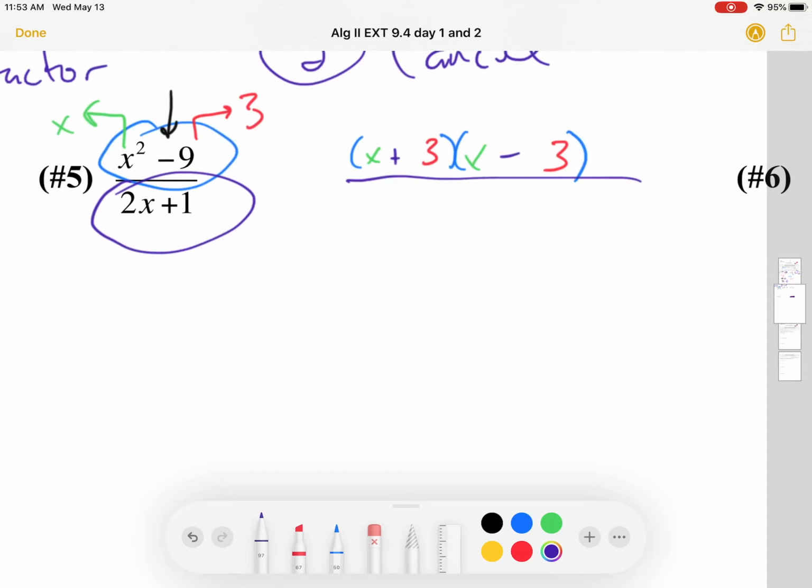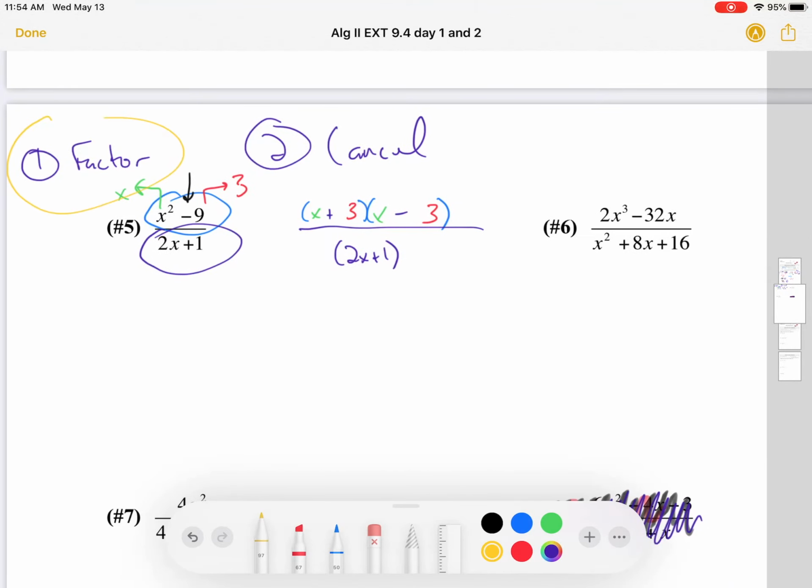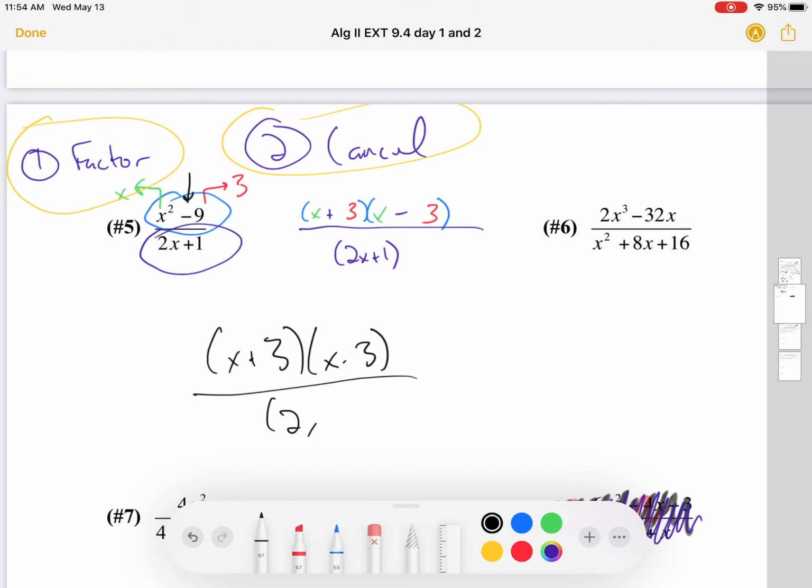On the bottom, I have 2x plus 1. How do I factor that? I can't. So I just leave it as 2x plus 1. So, okay, I factored. Great. I did step 1. Now step 2 says cancel. But look, I can't cancel anything. X plus 3, x minus 3, that's not on the bottom. So your final answer is just this. X plus 3 times x minus 3 over 2x plus 1. It cannot be simplified. It could have been factored, so we still had to factor that sucker, but we couldn't simplify it at all.